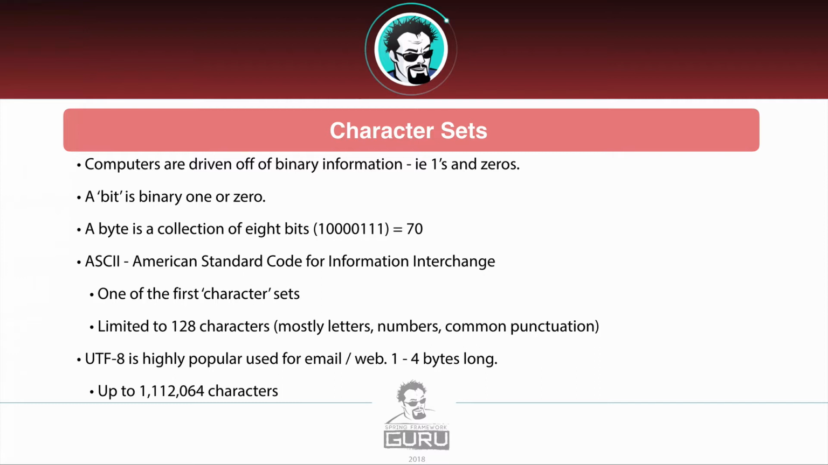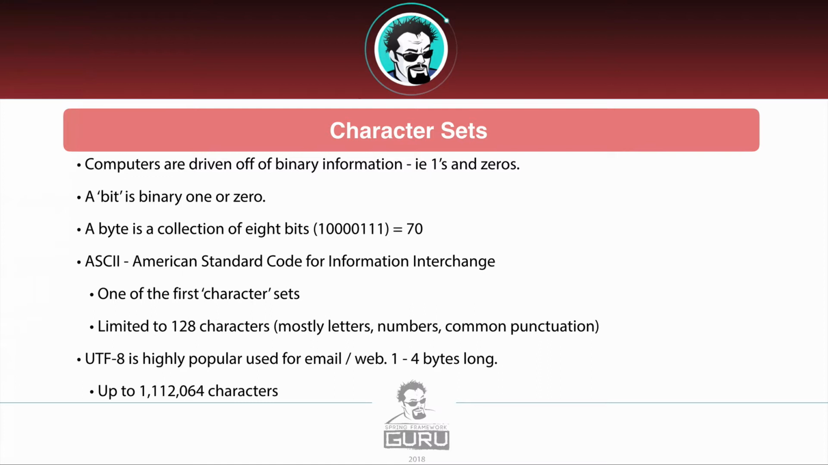So I started the slide talking about character sets, and this is how these bits become bytes and how those bytes become something like a letter. So the original character set was ASCII. Some people say ASCII 2, but I've always called it ASCII, which stands for American Standard Code for Information Exchange. This is like one of the first character sets out there. It was limited to 128 characters, mostly letters, numbers, and common punctuation.